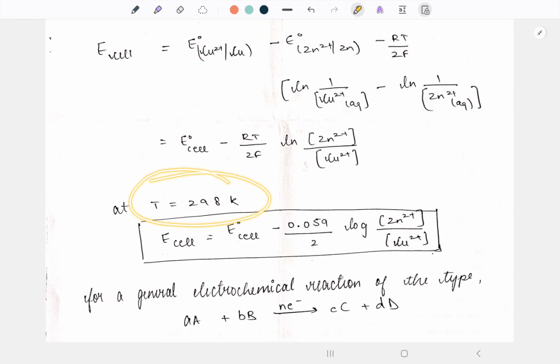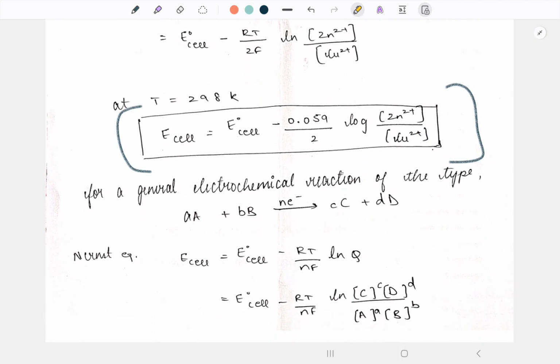Now taking 298 Kelvin and the R and F values, we get the final equation to be E cell equals E0 cell minus 0.059 by 2 log [Zn2+] by [Cu2+]. Here we can understand that E cell is directly dependent upon the concentration of Cu2+ and inversely dependent upon the concentration of Zn2+, and E cell decreases as the temperature decreases and the number of electrons involved in the reaction increases.